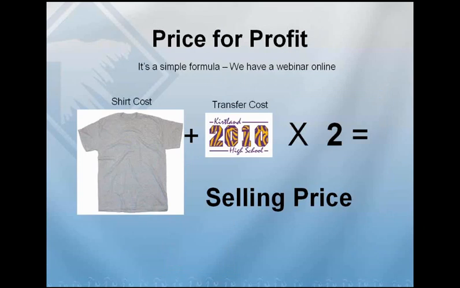When you're trying to price for your profit, as we show here, you want to take your shirt cost plus your transfer cost and double it. That's basically what you want your selling price to be. A lot of people right now are saying, oh, it's hard, with the economy. They're right. It is a little bit rougher with the economy, but we have found that people are really willing to pay for a quality shirt, and that's going to be a good calculation to follow: shirt cost plus transfer cost times 2, and that's going to be a good selling price for you.